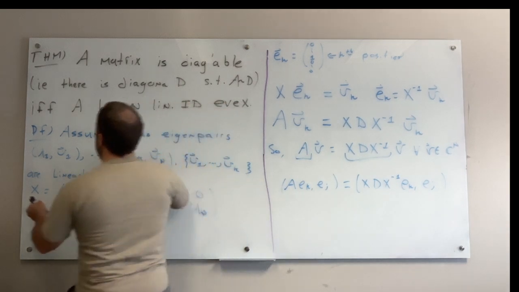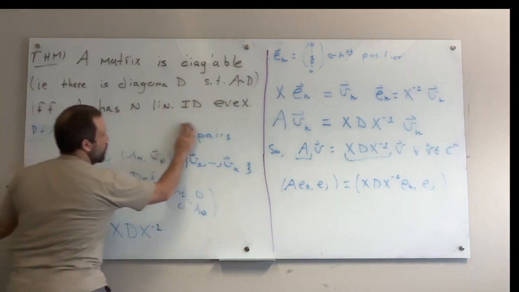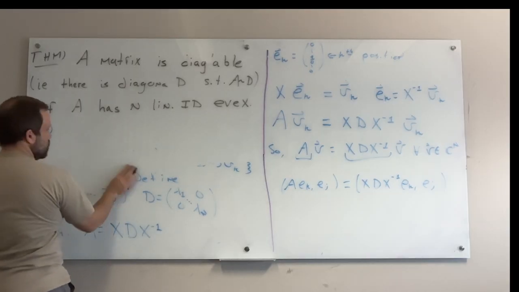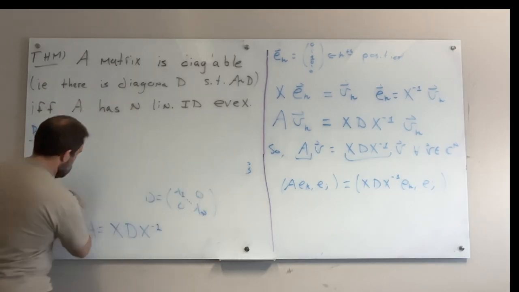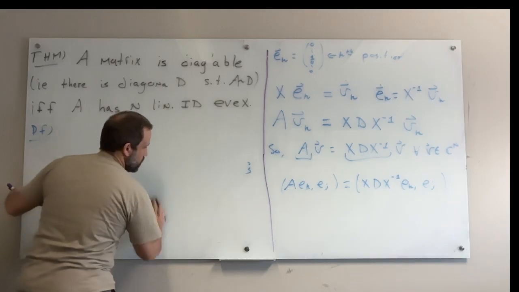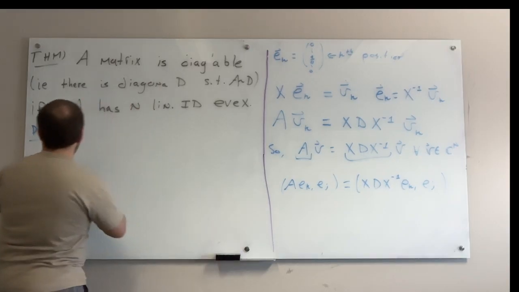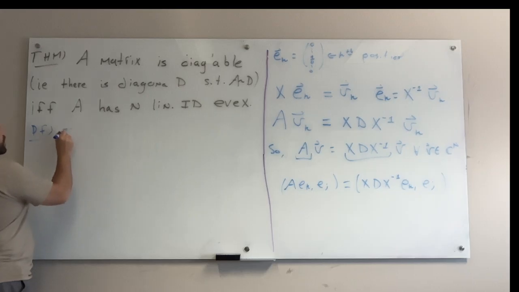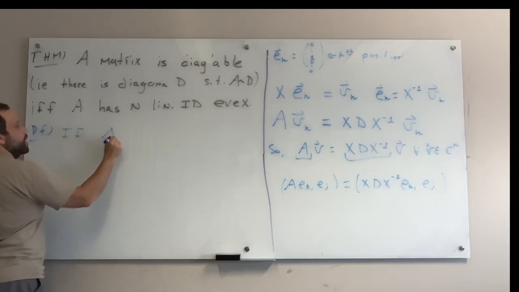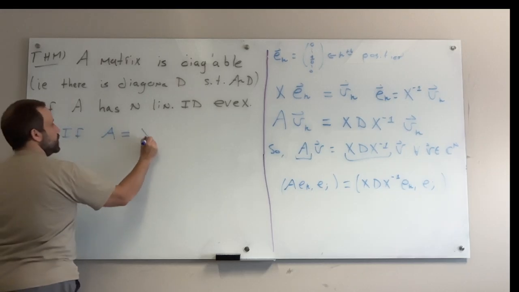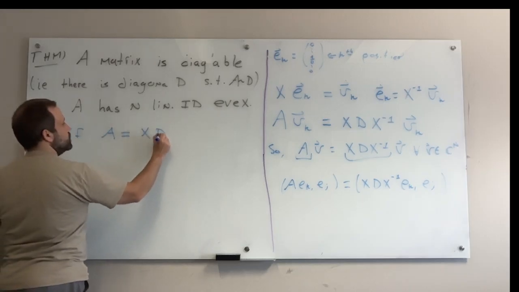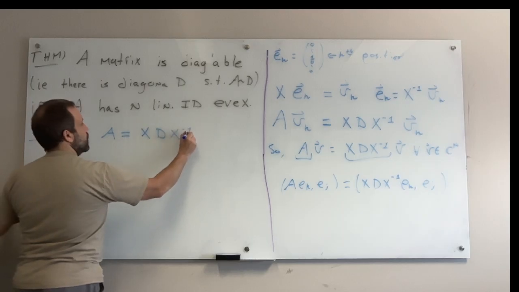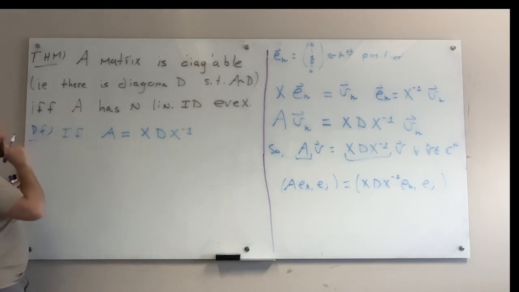Okay, on the other hand, let's show the other way. Let's assume A is equal to X D X inverse, then we want to show that A has n linearly independent eigenvectors.